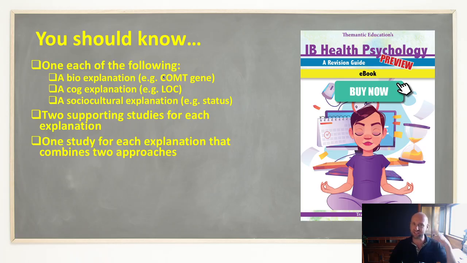The COMT gene affects your brain's activity, but your brain activity and its response to stress is also influenced by adverse childhood experiences, right? Your trauma growing up as a kid. So if you can find a third study, 2 supporting studies and a third one that shows, hey, it's not just this explanation, but this is actually coupled with another one, that gives you a really good base of knowledge of studies to approach and answer any question.